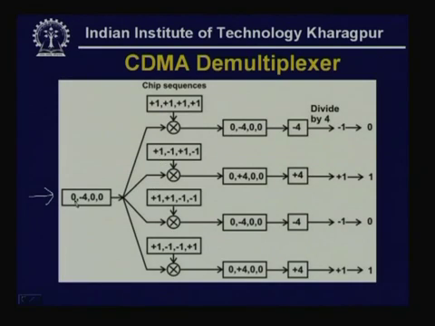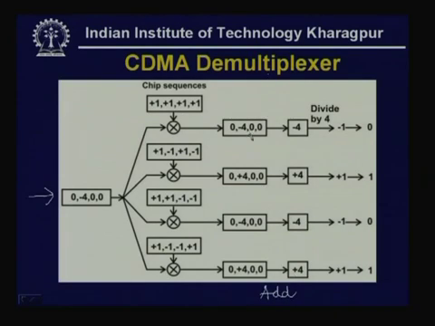0 -4 0 0 multiplied with +1 -1 +1 -1 becomes 0 +4 0 0, and similarly 0 -4 0 0 multiplied with +1 +1 -1 -1 becomes 0 -4 0 0. Similarly 0 -4 0 0 multiplied with +1 -1 -1 +1, which is the chip sequence of channel 4, becomes 0 +4 0 0. Now you have to perform the addition.